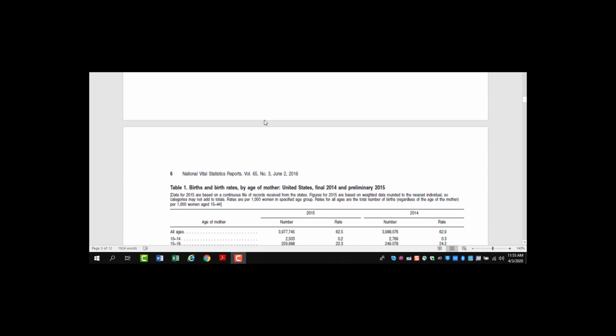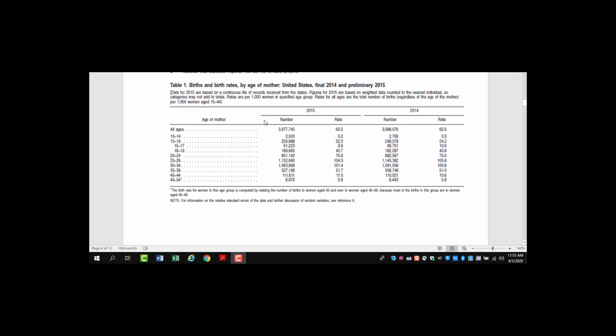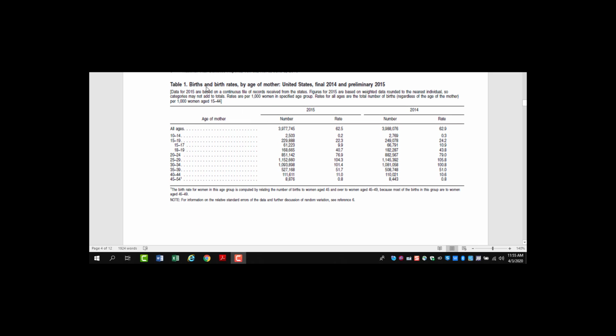So often percentages are used to help make the size of different parts of the whole easier to compare. So I'm going to look at this table here. This is births and birth rates by age of the mother. Here's the different age of the mother, here's the total number of births, here's the number for each age group, and here is the rate.